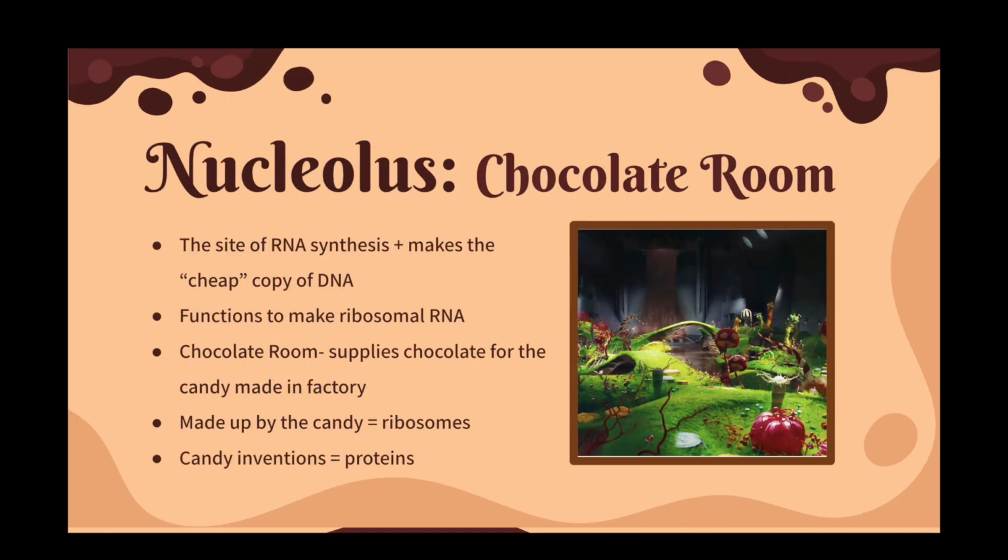So next we have the nucleolus, and we decided that it should be our chocolate room. So the nucleolus is the site of RNA synthesis and makes the cheap copy of DNA. It also functions to make ribosomal RNA, which makes up the ribosomes. The chocolate room supplies the chocolate and candy used to supply the different types of candy made in the factory. And just like the nucleolus, the chocolate room is made up by the candy, which are the ribosomes, that's used to make the different candy inventions, which are the proteins of the cell.